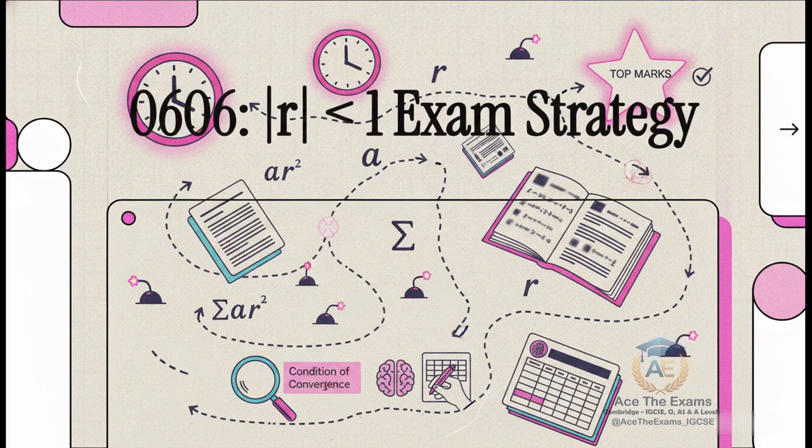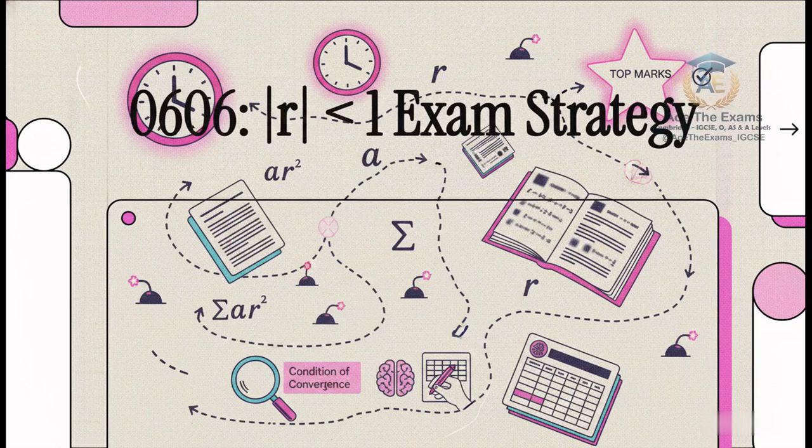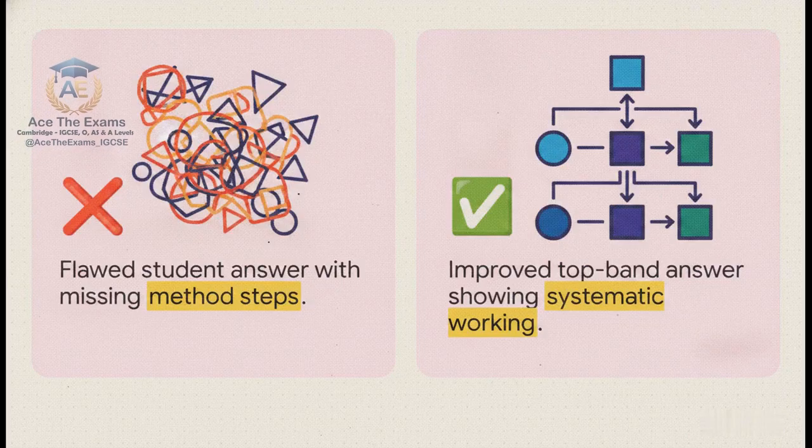We're skipping the fluff and focusing purely on the high-stakes reality of securing top marks for the condition of convergence, where the absolute value of R is less than 1. This topic shows up in literally every single exam series. And look, just knowing the math is actually not enough to secure your grade if you don't know exactly how the examiner is scoring your paper. Okay, let's dive right into this with a 1-minute rescue.